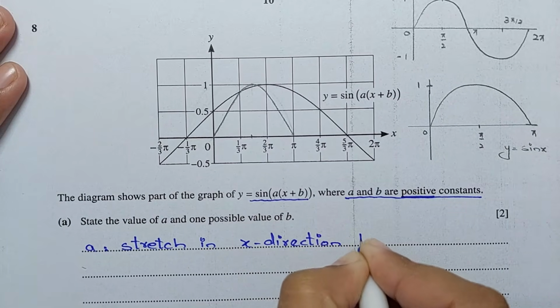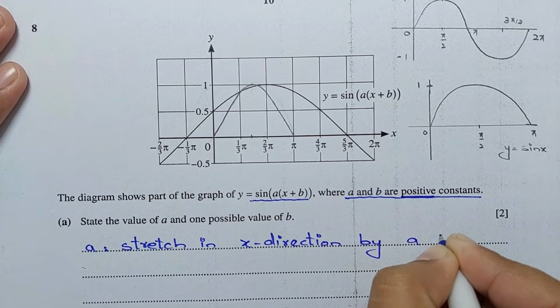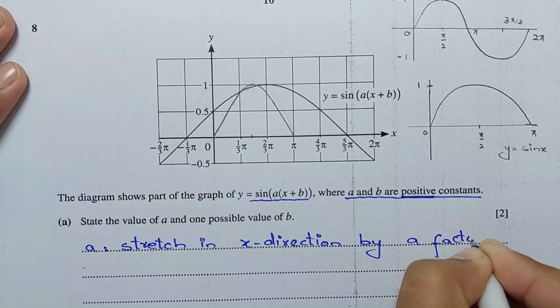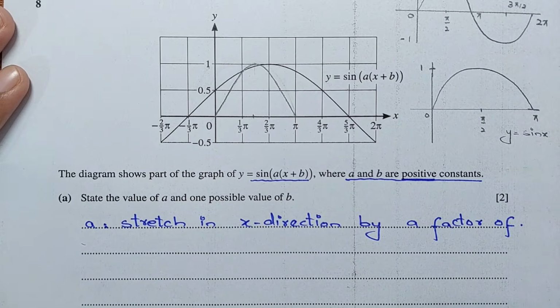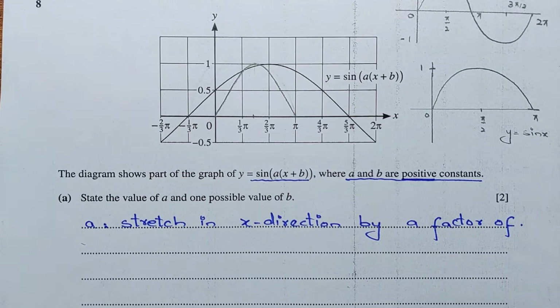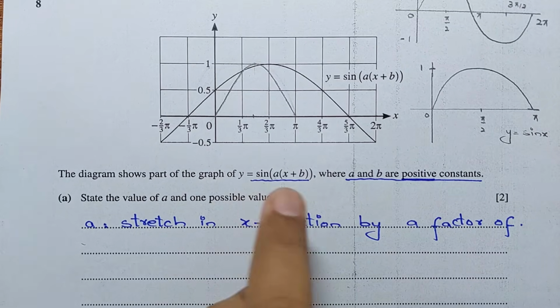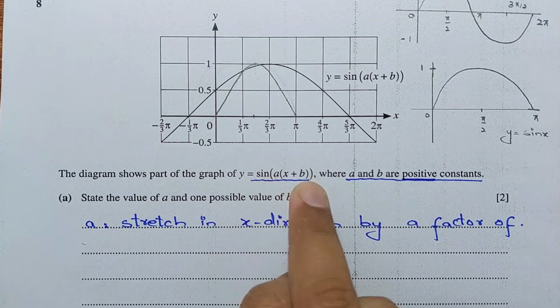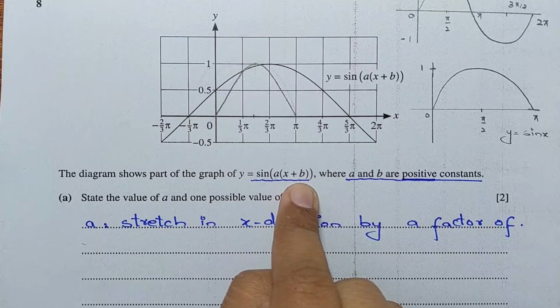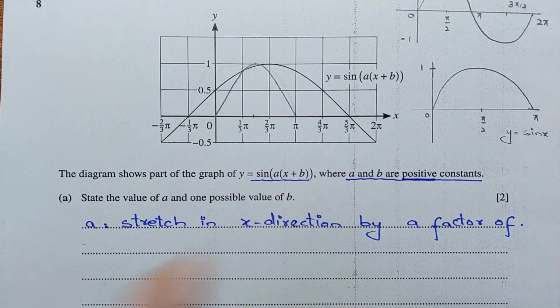X direction by a factor of, we don't know the factor, right? We need to figure it out. So keep it in mind, when we have any transformation in x direction, whether it is a stretch in x direction or a translation in x direction, we have to do the reverse, right? So we have a stretch in x direction, it is a reciprocal, it's multiplied, so we take its divide. And we have a horizontal translation, it's plus, so we take minus, right?